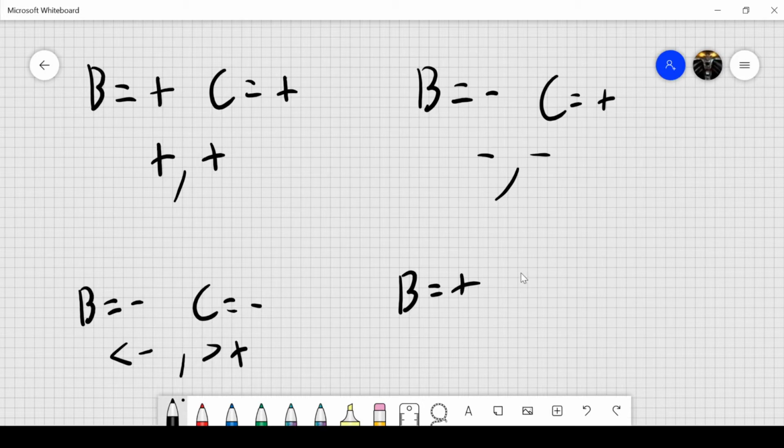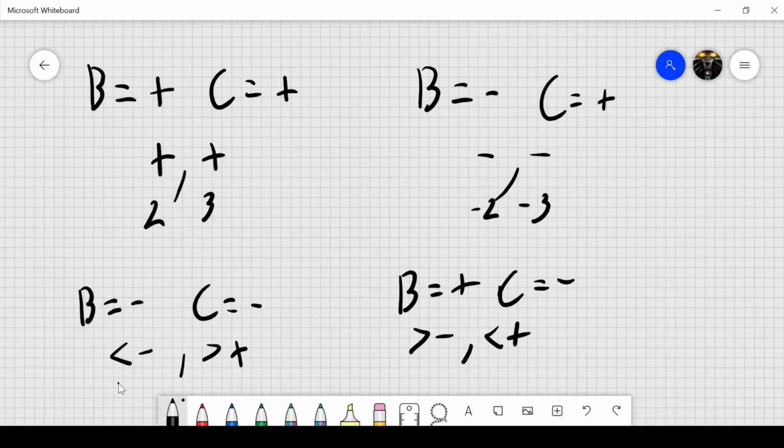However, if B is positive and C is negative, then the bigger factor is going to be the positive factor, and the smaller factor is going to be the negative factor. Again, looking at 6, that would be 2 is negative, 3 is positive. So again, if we're talking 6, we can see it like that.